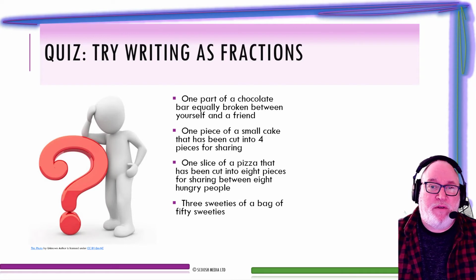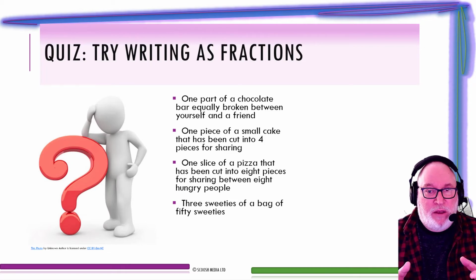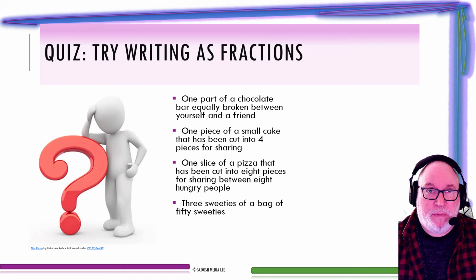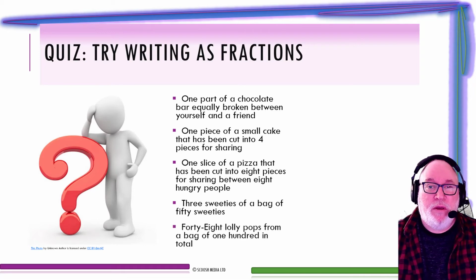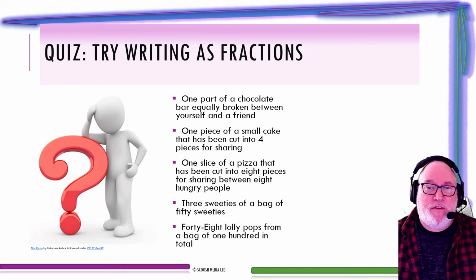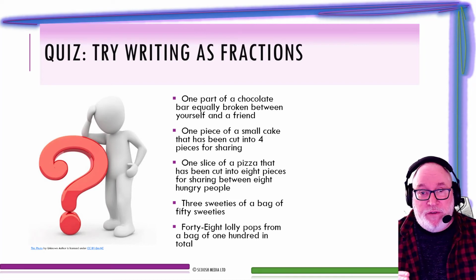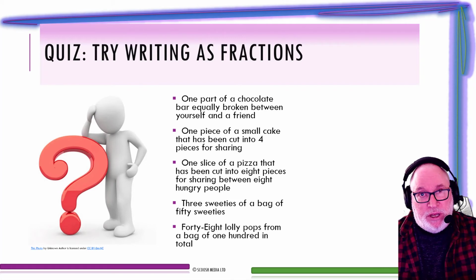3 sweeties out of a bag of 50 sweets. So you get three sweeties out of your nice big bag of 50. 48 lollipops from a bag of 100 in total. 48 of them out of 100. Make a wee note. Pause the video if you have to. Run through it again. You pause it and we'll go to the next bit in a minute.